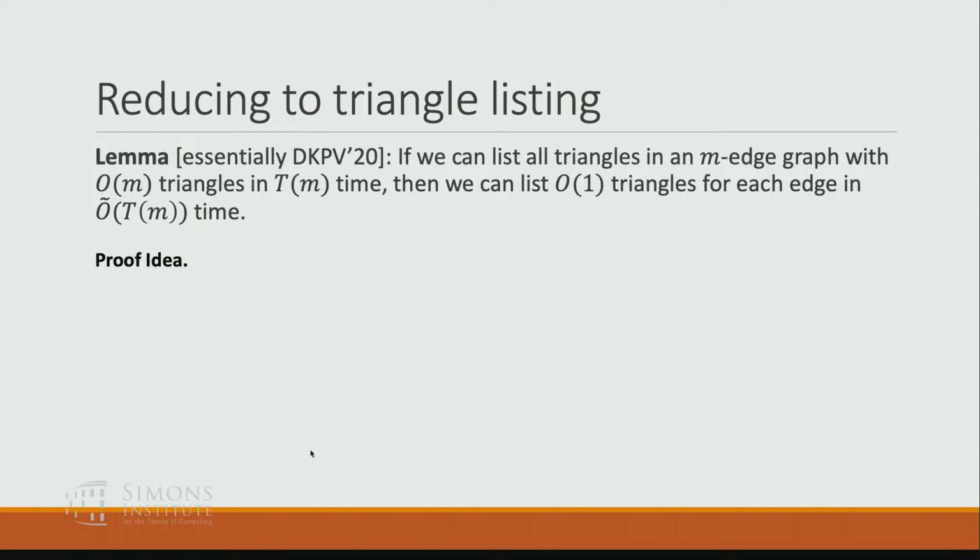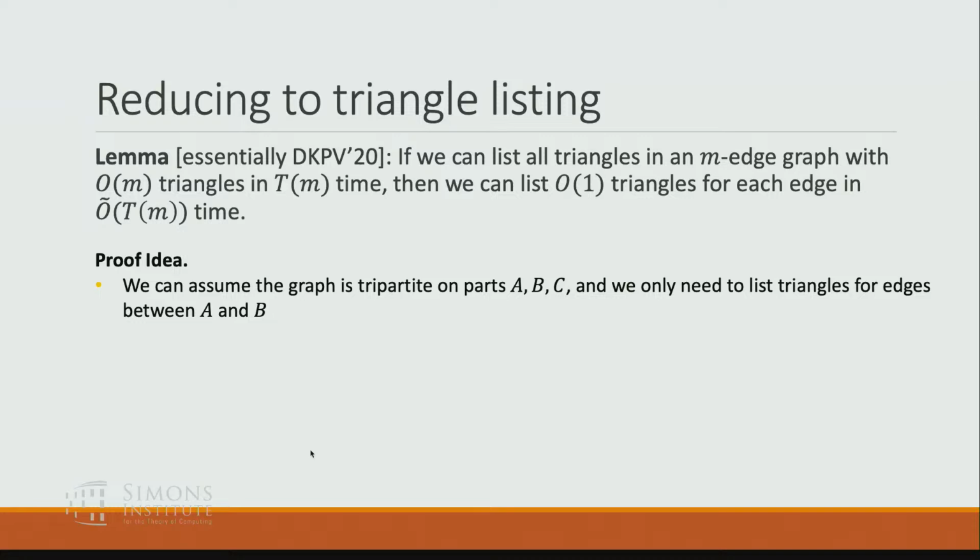And to show this lemma, the big-picture proof idea is the following. As before, we can assume the graph is tripartite by copying the vertices 3 times. We can also assume that we only need to list triangles for edges between part A and part B. This is because we are copying the graph 3 times, and between each copy, we are putting a copy of the original edges.